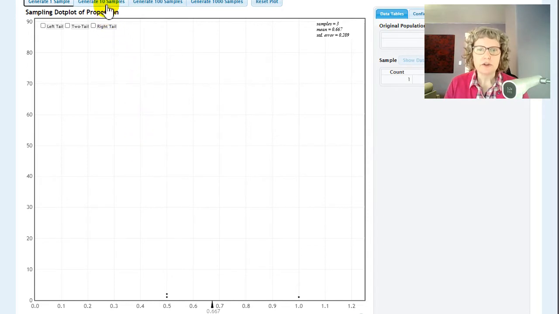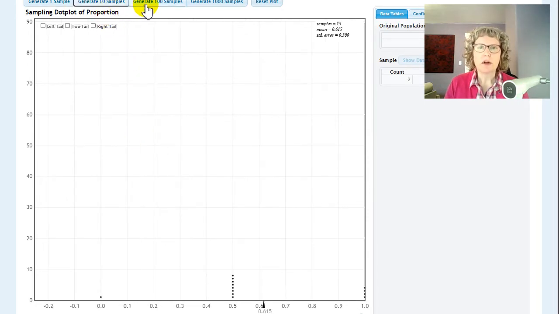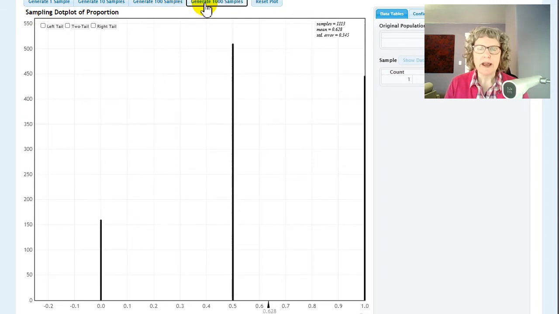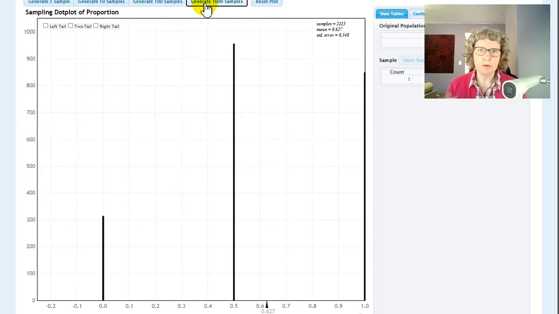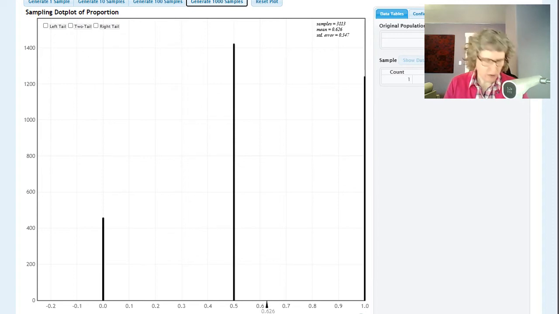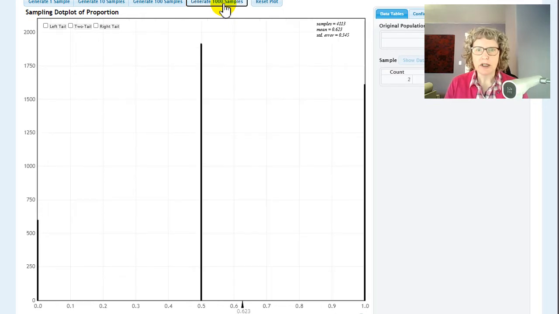And now I can generate 10 at a time, or I can do 100 or 1,000. This one will hang up if you do too many too fast, so don't click super fast on this one or it'll get stuck for a while. Also, see this little triangle? This gives our average of all the sample proportions, and that's 0.626. So that's pretty close, right? I'm just going to do a couple more until it looks like the graph isn't changing anymore.